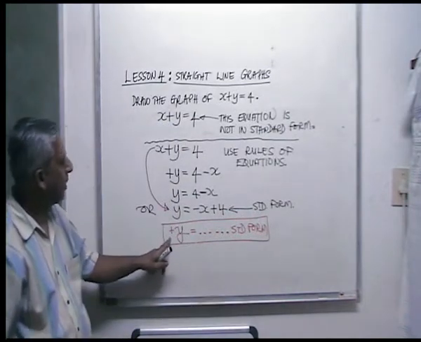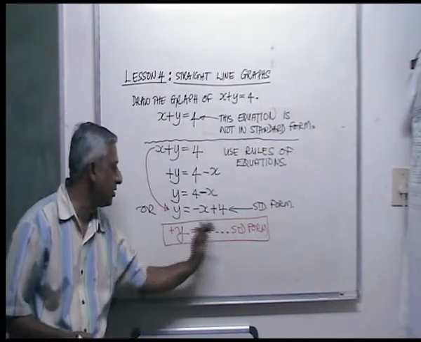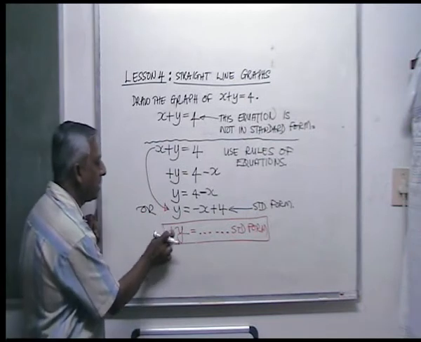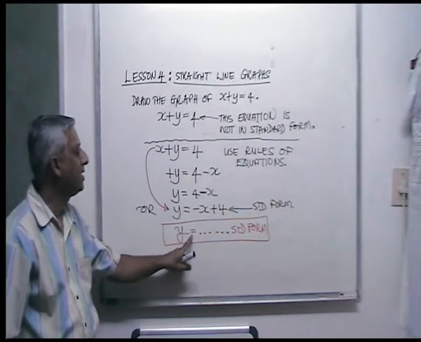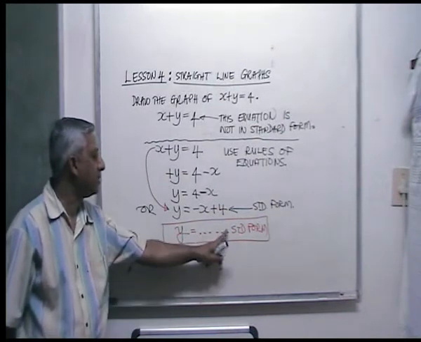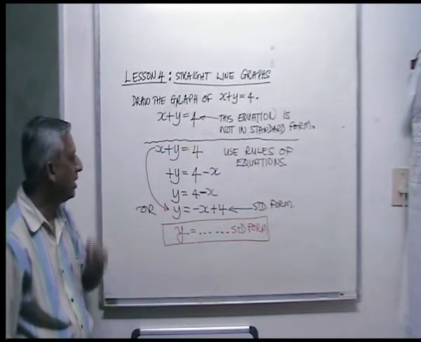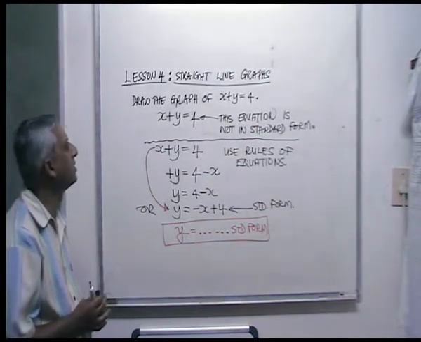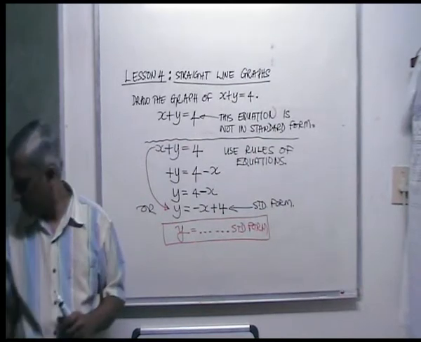So you must end up with plus y equal to, and on this side you can have anything, it doesn't matter. But on this side, you must end up with plus y. That plus is understood, so it means you must end up with y is equal to something. On that side, you can have plus and minus signs, it doesn't matter. Alright, so let's do a few examples on bringing equations to standard form, and we'll take it from there.